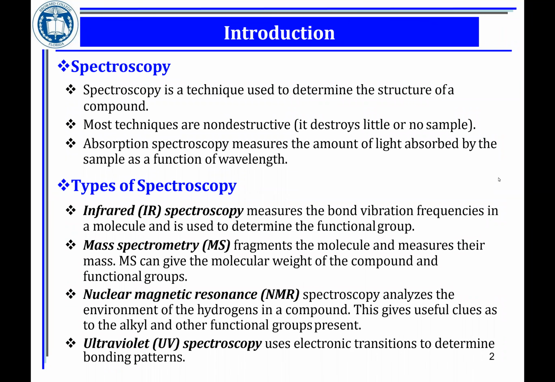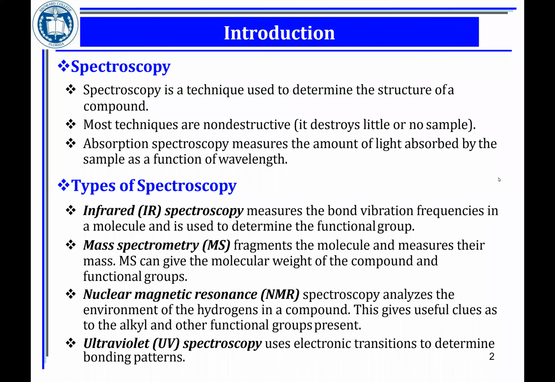One is IR, one is UV. We have mass spec, and NMR. With all of them, some sort of light is being used, depending on how much light is consumed and what type of energy the sample is being exposed to.